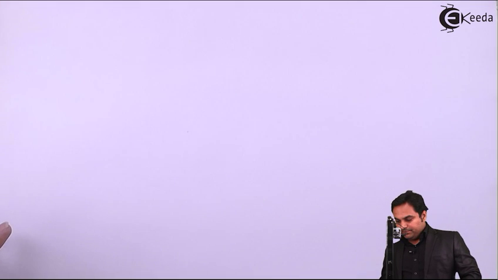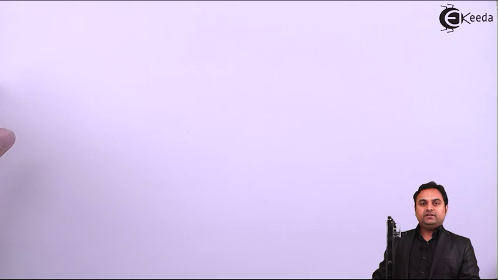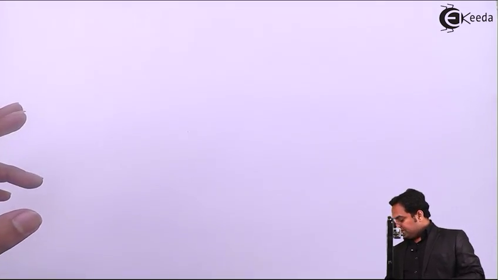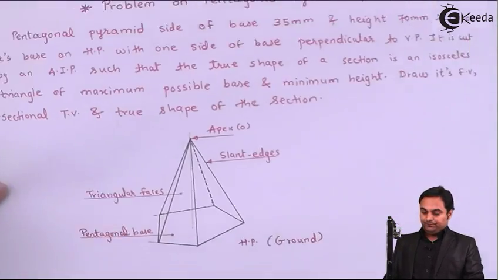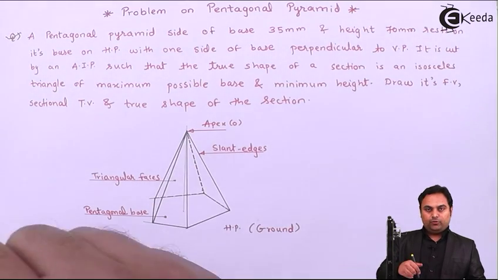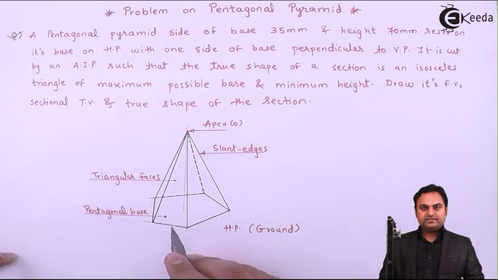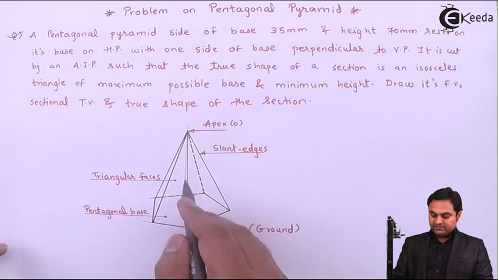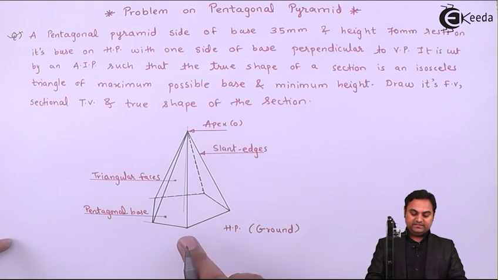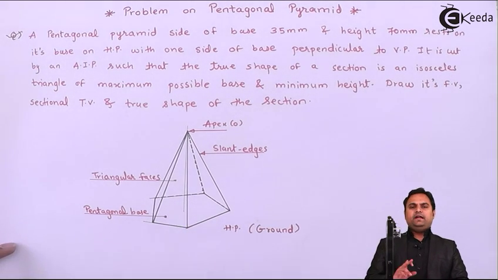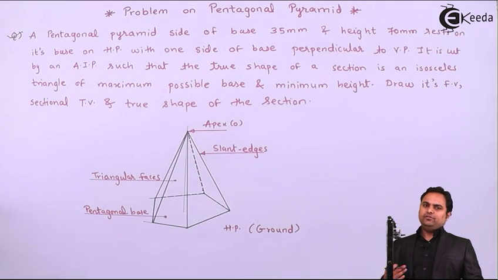So I'll start drawing the pentagon. It is resting in HP. So if it is resting in HP, in that case, from the top view we are going to see this pentagonal base, and in the front view we will see these triangular faces. That is, in HP the pentagon will be there, and in VP there will be the triangular faces.